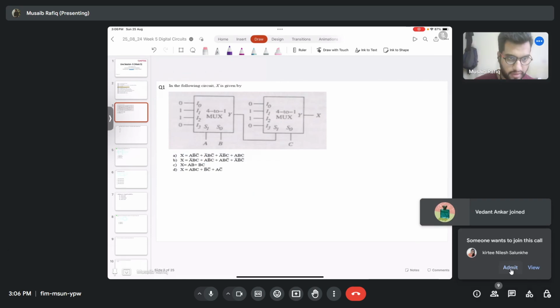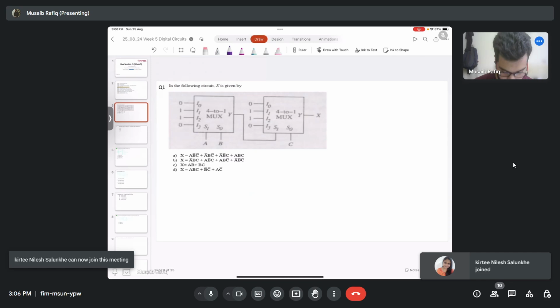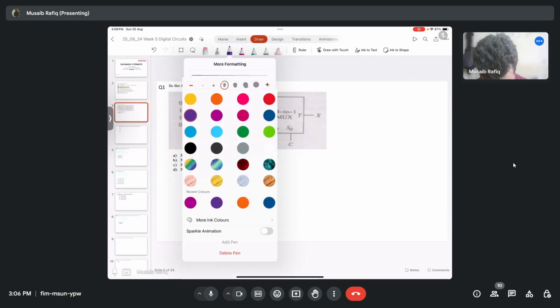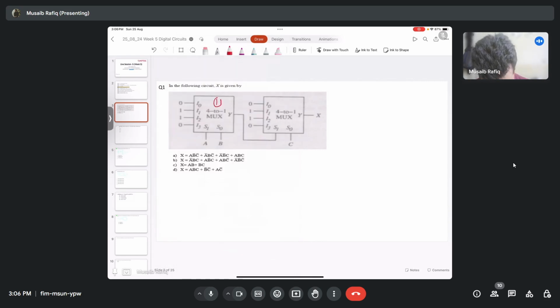The problem states that in the following circuit, we are given this circuit and are required to find the output expression for X. What we have here are two 4:1 muxes. I'll call this mux 1 and this mux 2. So we have two 4:1 muxes, and we are required to find this X.